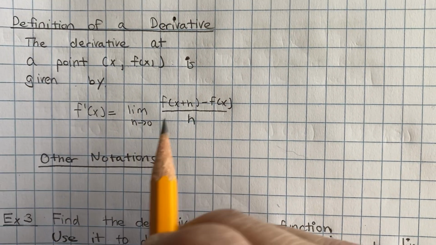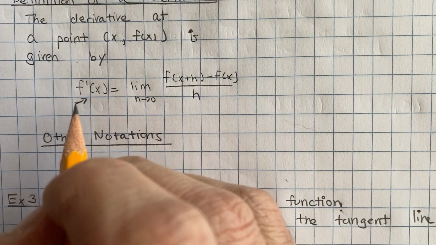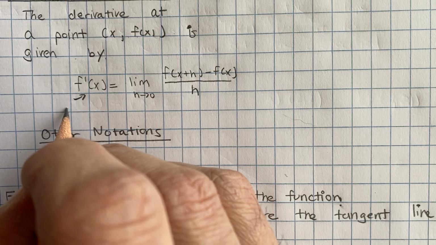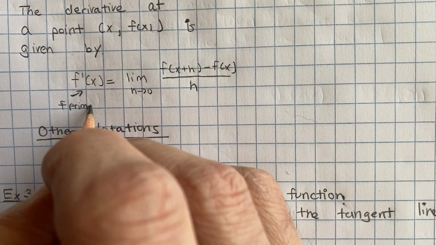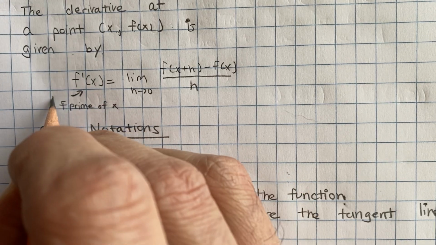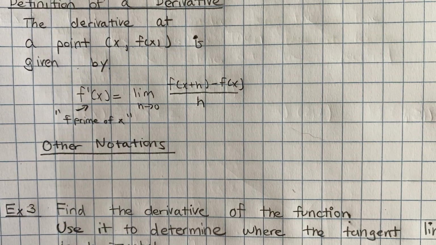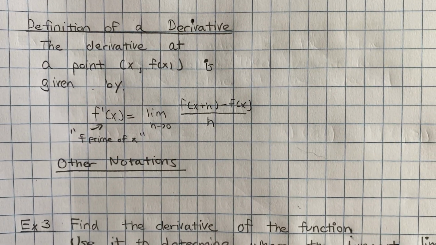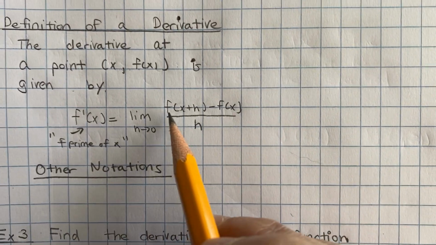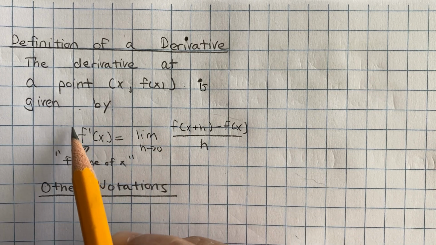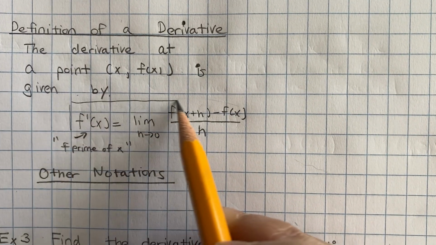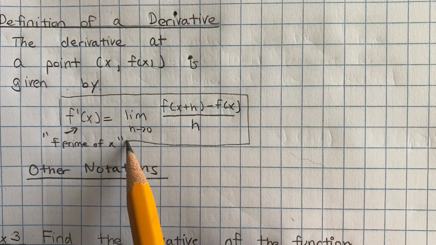If you take a look at this, this reads f prime. That's how you would read it. This little apostrophe here reads f prime of x. This is something you've seen before, right? And so if this is my f prime, this is the definition of a derivative at a specific point.